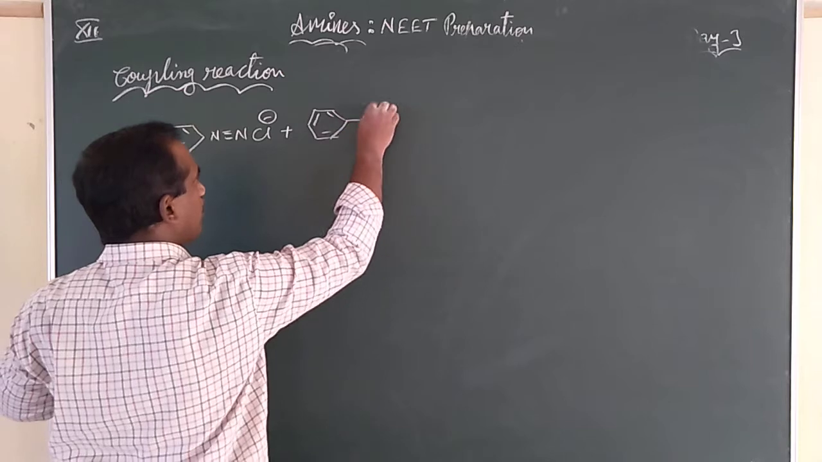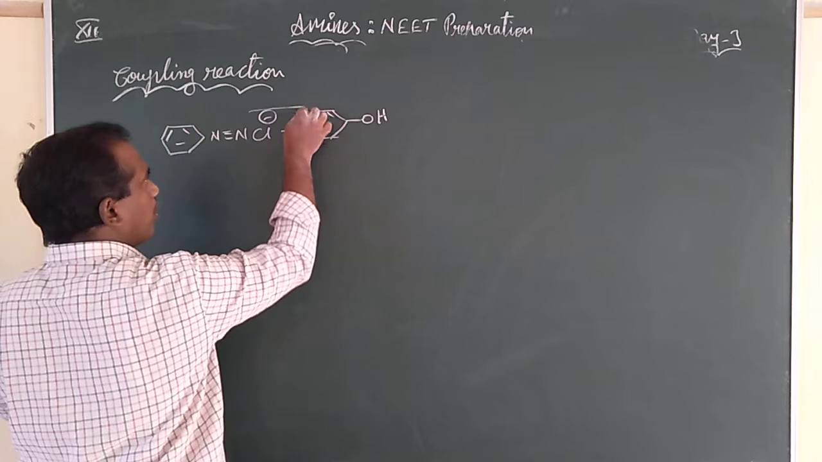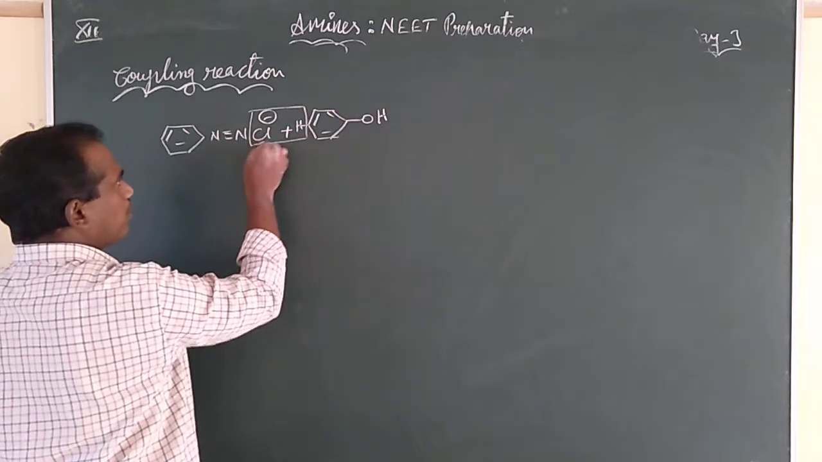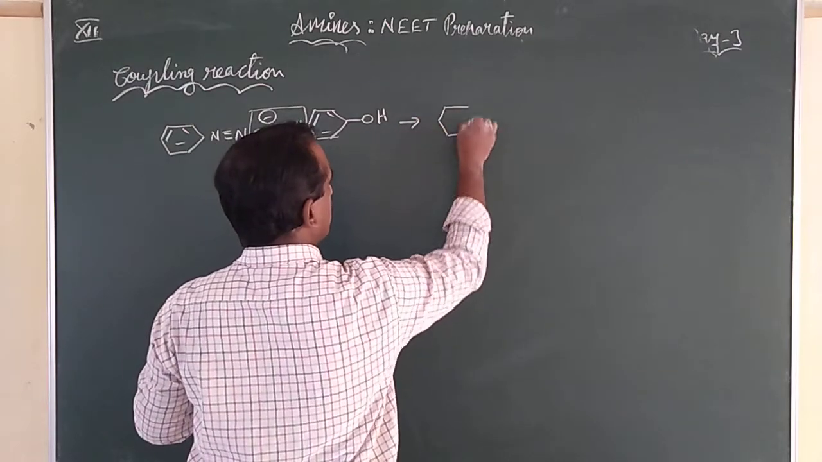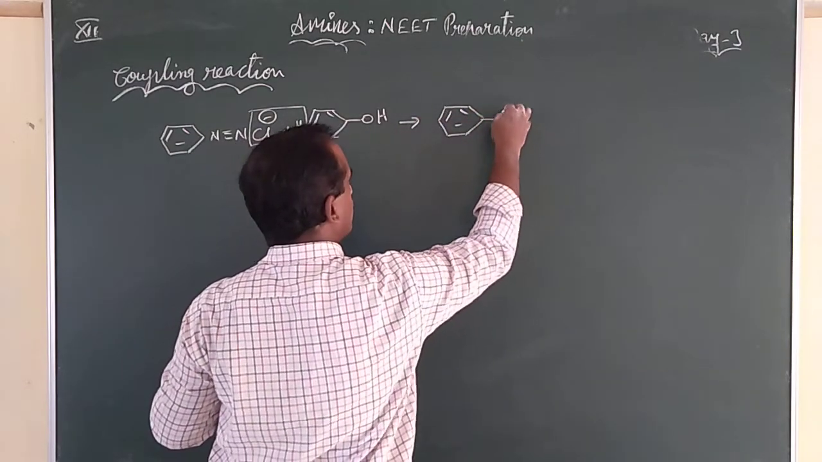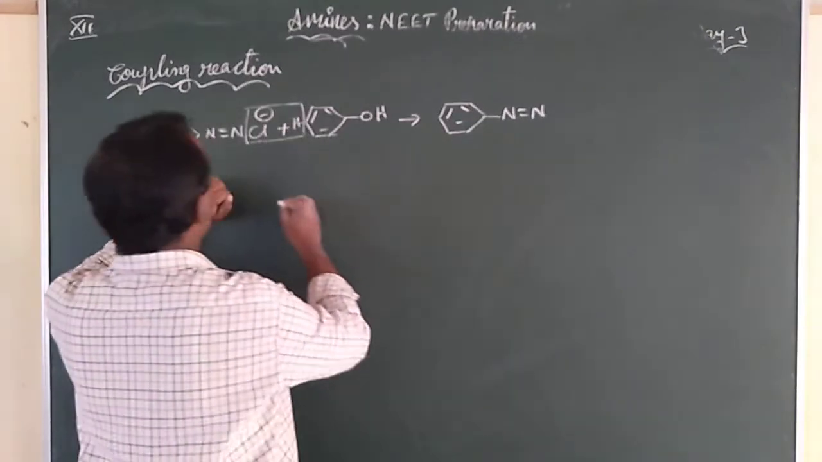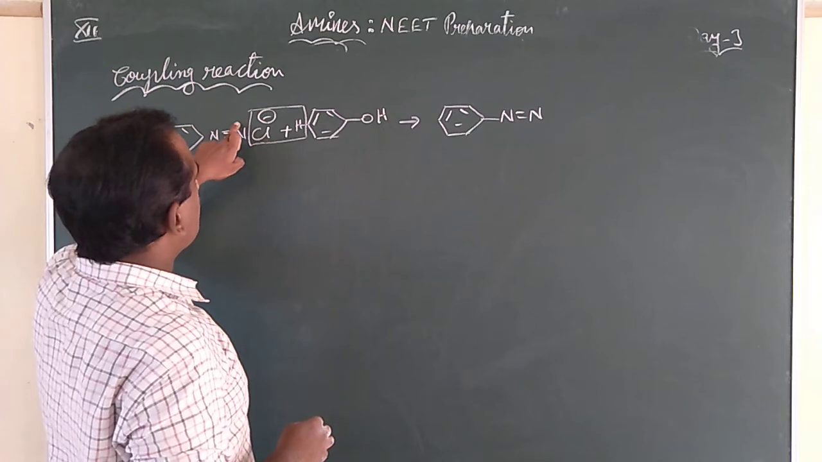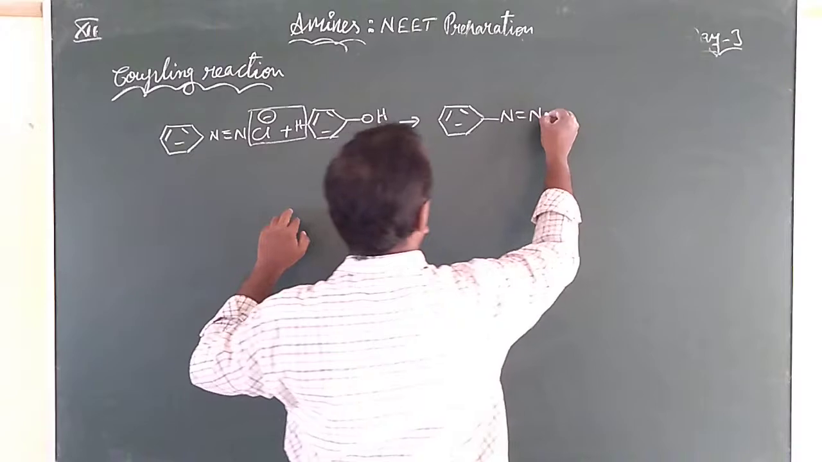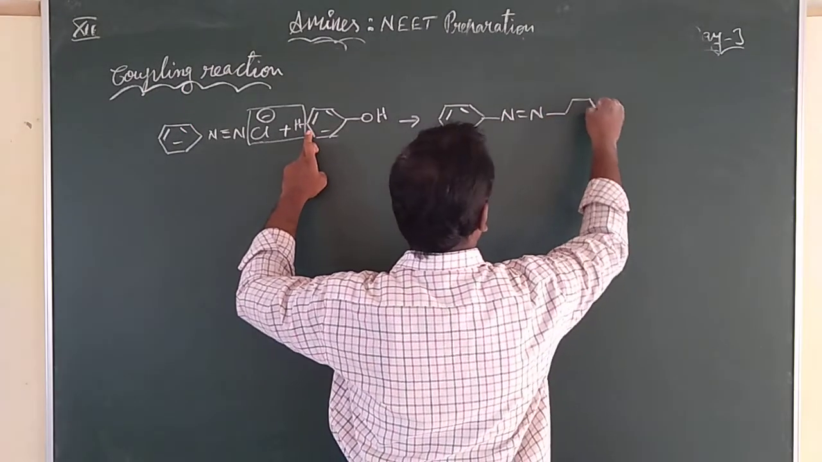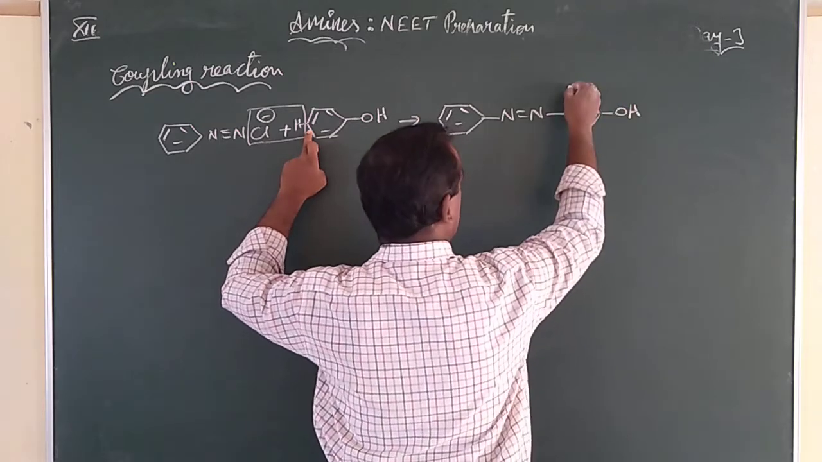phenol, from here one hydrogen and here chlorine will be removed. They are going to form a bond. The two nitrogens will be there as usual, and there will be a negative and positive charge, but once it is removed, only a double bond can form there. It is having a bond with the benzene ring, and OH is there.